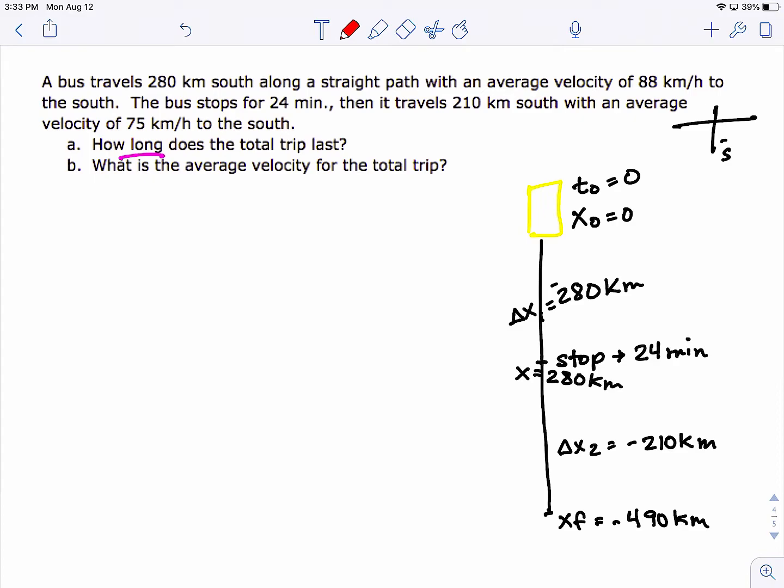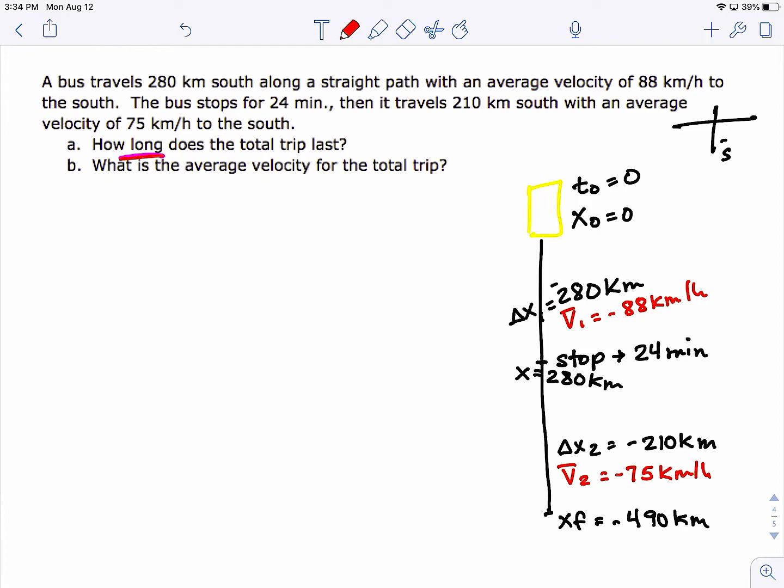Now it also gave us velocities. So here the average velocity for the first leg of the trip would be negative 88 kilometers per hour, whereas the average velocity for the second leg of the trip is going to be negative 75 kilometers per hour.